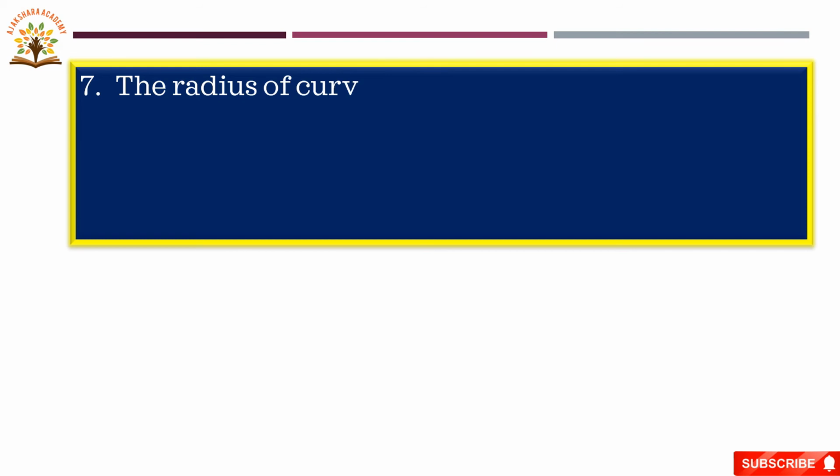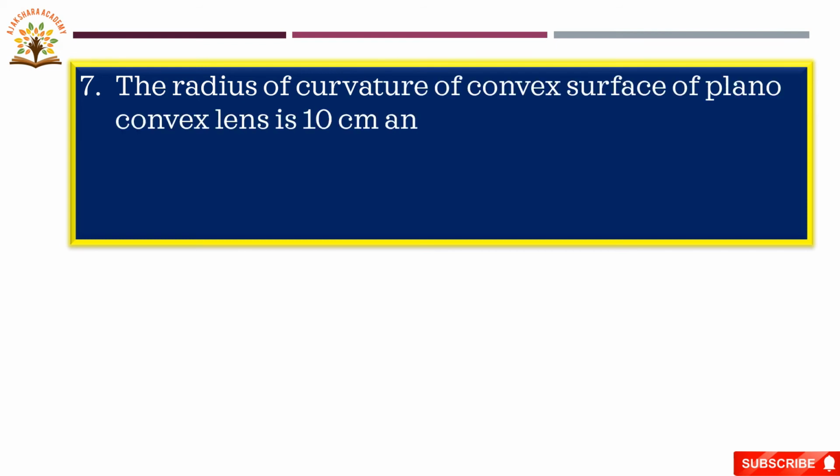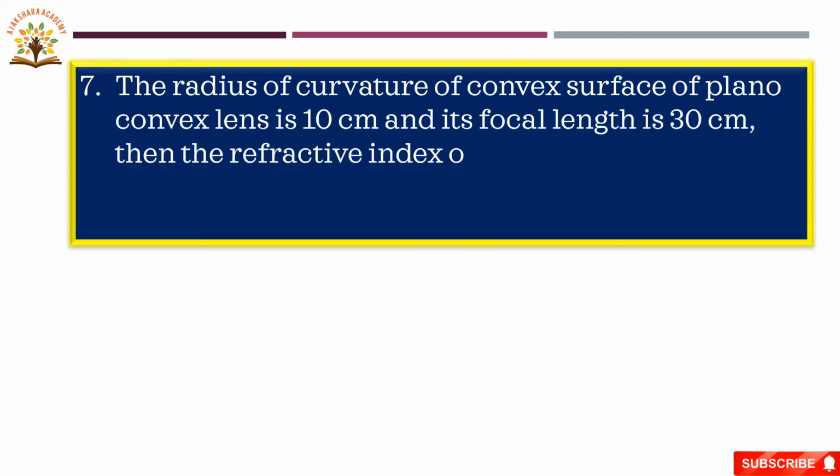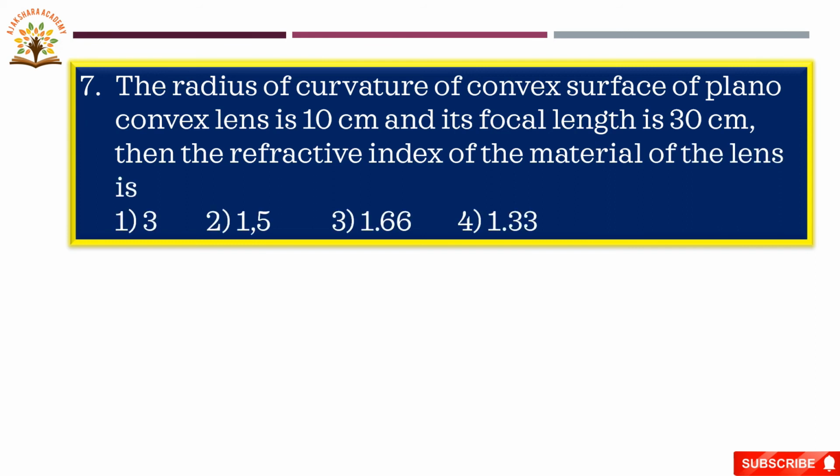In this question, the radius of curvature of the convex surface of a plano convex lens is 10 cm and its focal length is 30 cm. Then the refractive index of the material of the lens is, here we have to calculate the refractive index. Now let us go to the solution. Given radius of curvature r is equal to 10 cm and its focal length is given as 30 cm. We have to calculate the refractive index.